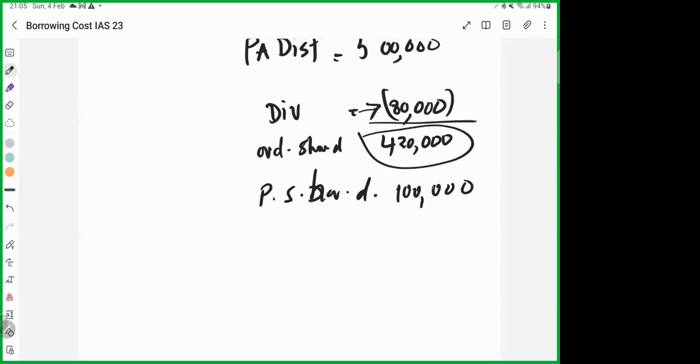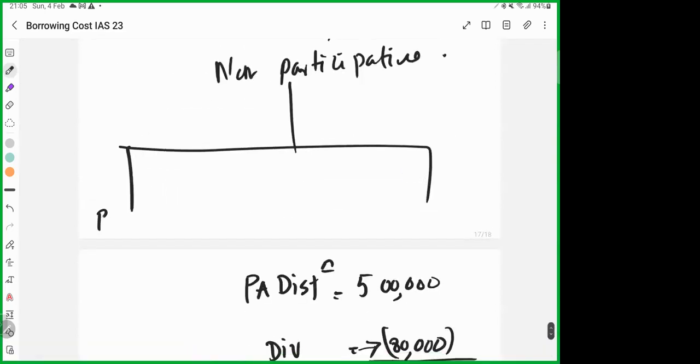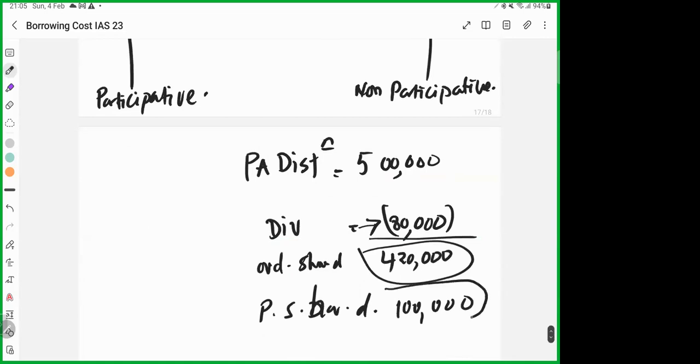So this method is for preference shares. Third category, we call it participative. Who are participating? They are participating in the remaining dividends along with the ordinary shareholders. We have something called non-participative. Who are non-participative? They don't have the right to share the remaining dividend. Is that clear?